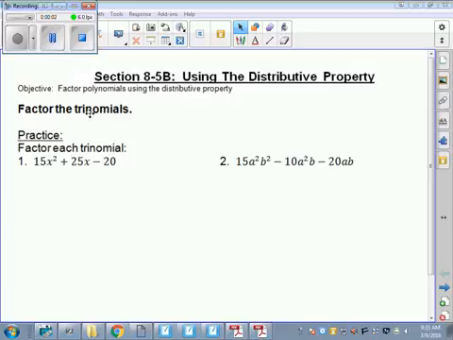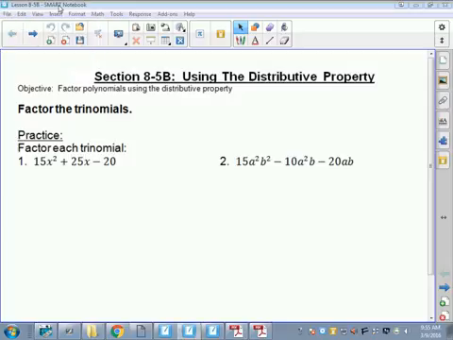Hi everybody, welcome to section 8.5b. In section 8.5a we talked about how to factor two terms and find the greatest common factor. So you're going to see a really common theme throughout this whole chapter, which is finding the greatest common factor. So I've got a couple examples.